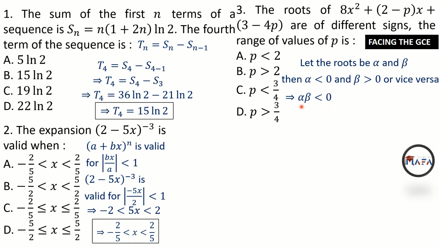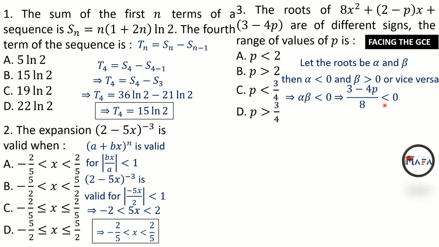So in this case, the product of the roots of our equation 8x squared plus 2 minus p times x plus 3 minus 4p equals 0 is less than 0. But what's the product of the roots? The product of the roots is just the constant term divided by the coefficient of x squared.